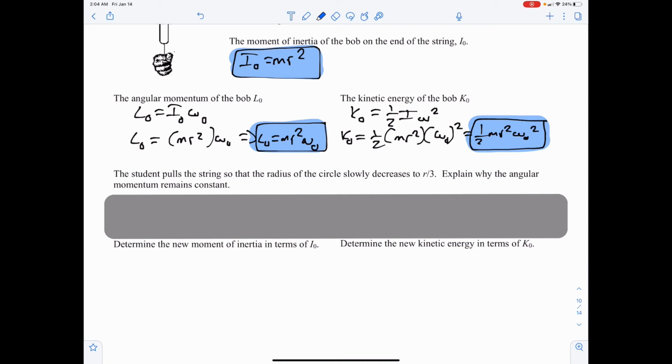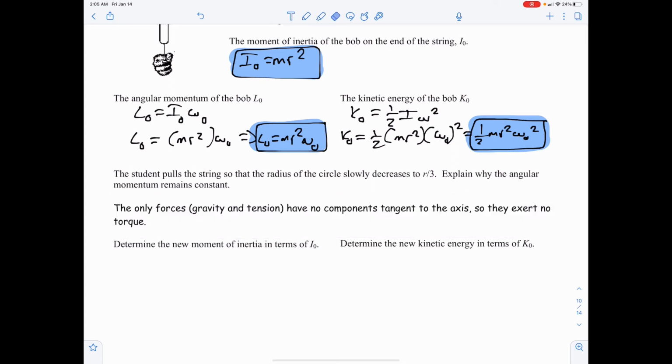Okay, so the student pulls the string so that the radius is slowly decreased to 1/3. Explain why the angular momentum still remains constant. Well, the only forces, gravity and tension, have no components tangent to the axis, so they exert no torque. And if there is no net torque acting on the system, angular momentum is conserved, remains constant.